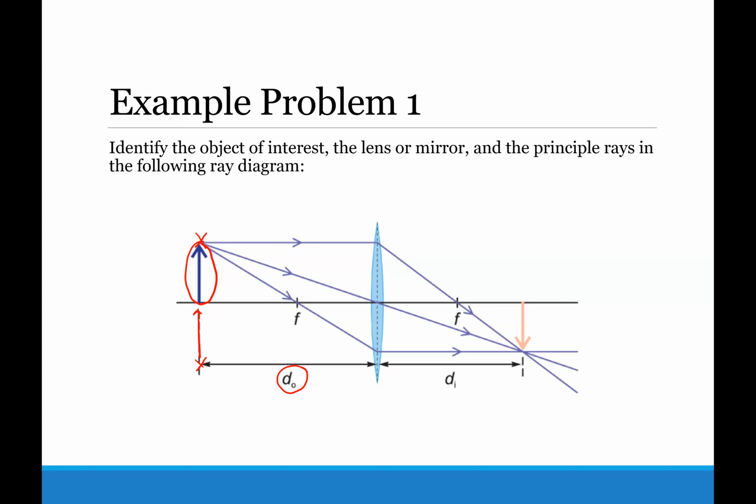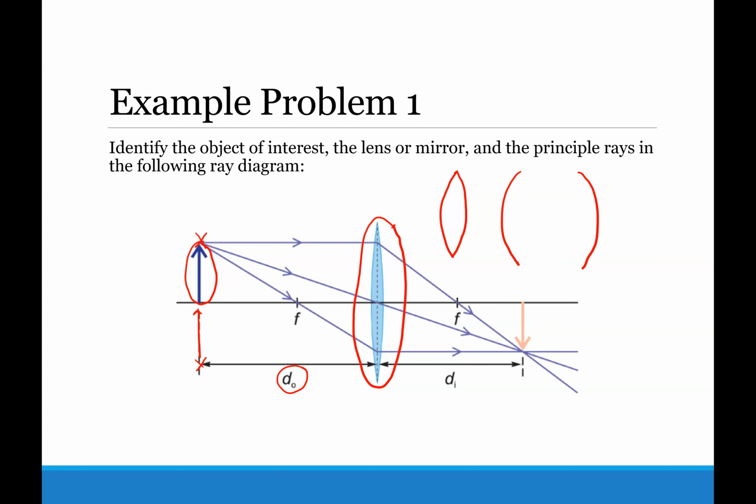Looking for the lens or the mirror, you're not going to have both a lens and a mirror. You're going to have either a lens or a mirror. It's going to be a long, slender-looking object. And in this problem, it's going to be a lens. It's going to be right there. So a lens looks like this. A mirror is either going to look like this or like this. So that's going to be a lens.